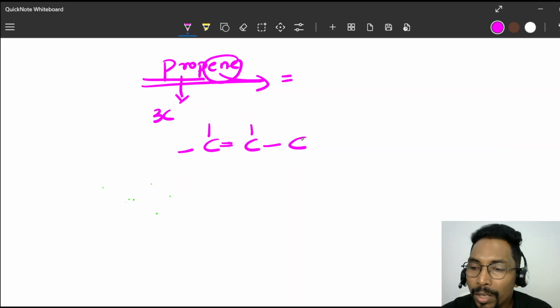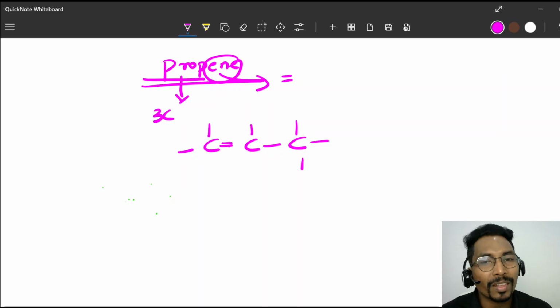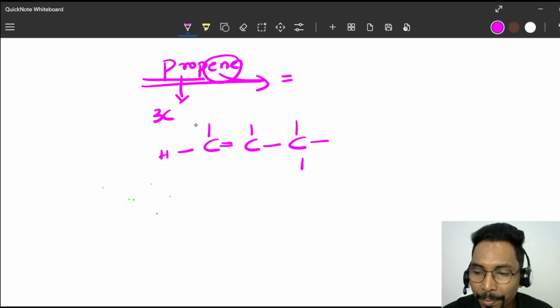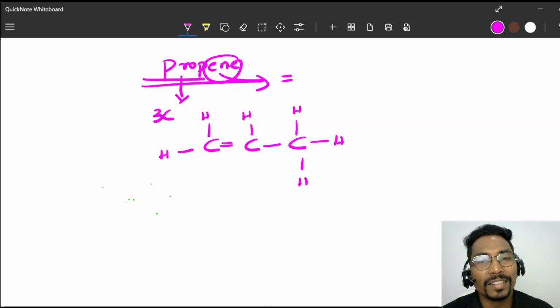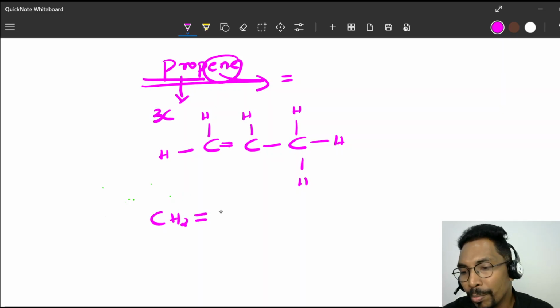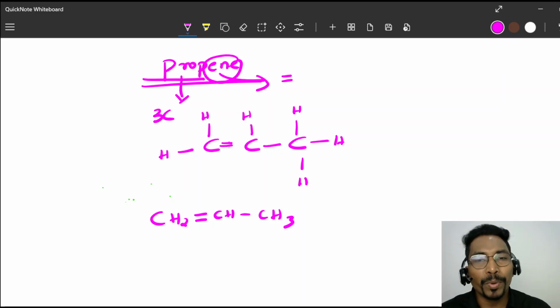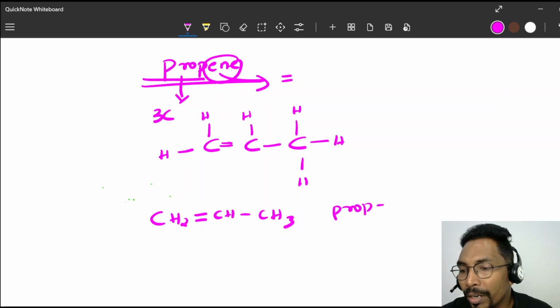Now coming to this carbon, only one bond is present already, so you can put three more bonds. One, two, three. That's it. So hydrogen, hydrogen, hydrogen, hydrogen, hydrogen, hydrogen. So this is propene. So CH2 double bond CH3. This is propene.